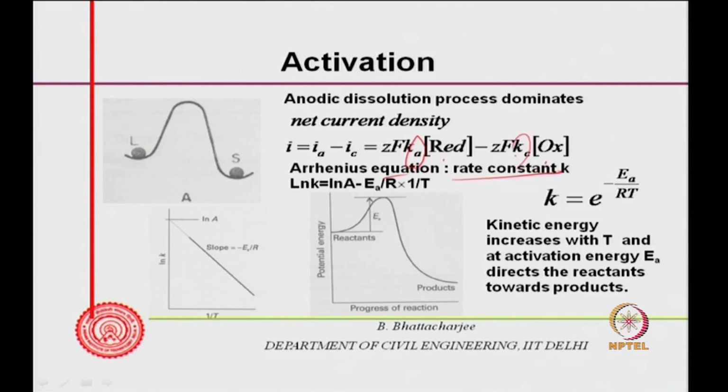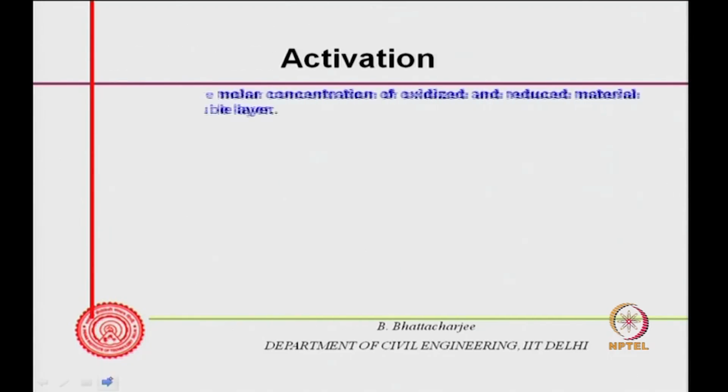That is why K is coming in, and from the Arrhenius equation one can find this K. The relationship is ln K, and one can find that K is proportional to activation energy divided by RT. Kinetic energy increases with T, and activation energy directs the reactants towards the product. It is a function of temperature, and it can be shown that K is e to the power of EA divided by RT. This is the progress of reaction: reactants are pushed up, jump, and come to the product level. That is activation.